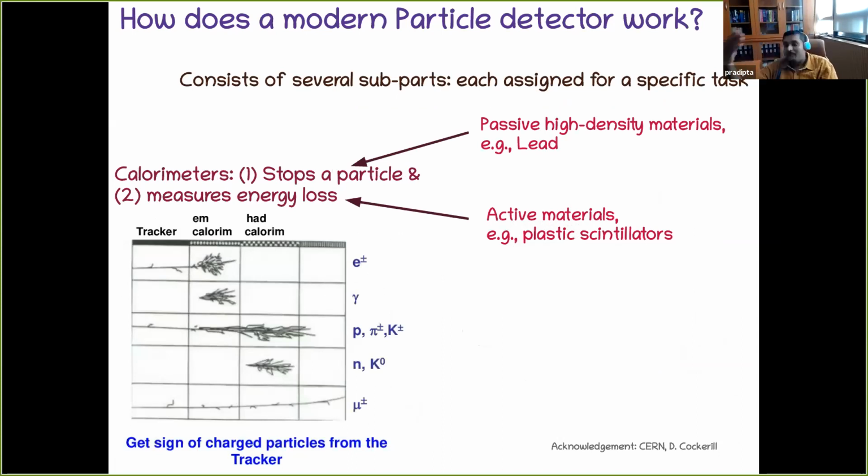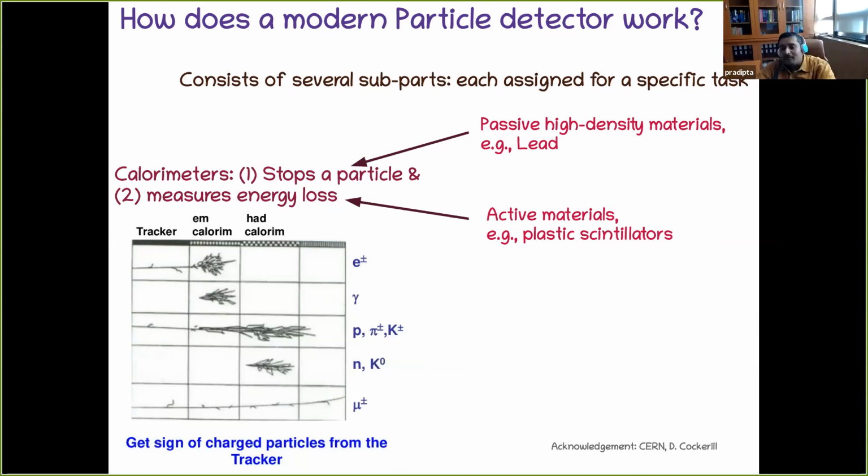So that clearly means that it should be some high density material, because if Usain Bolt is running and you're trying to stop him, you need to have people like Mike Tyson standing in the queue, so that the impact is so large that you have a chance to stop the guy. So it should be some high density or high Z material. This Z is the atomic Z. And the second thing is that it must be designed in a way so that it can measure the energy loss, because only then do we have a chance to measure the energy of the incoming particle.